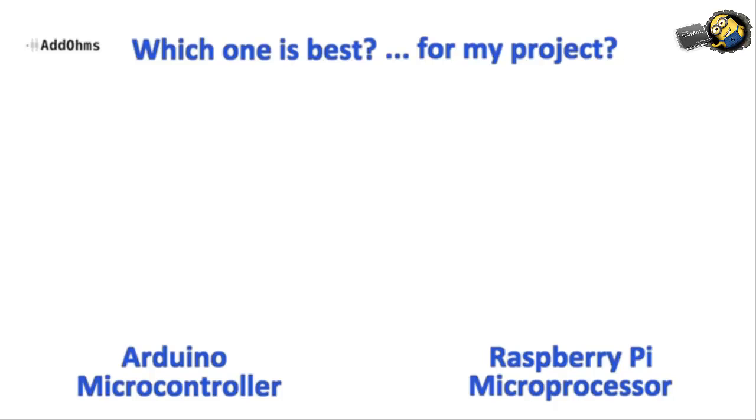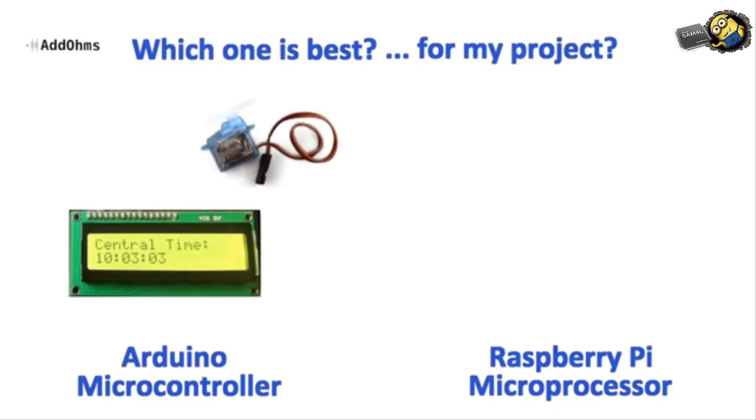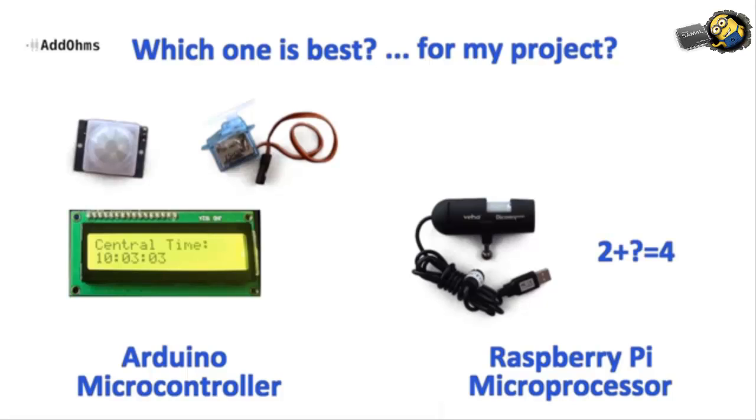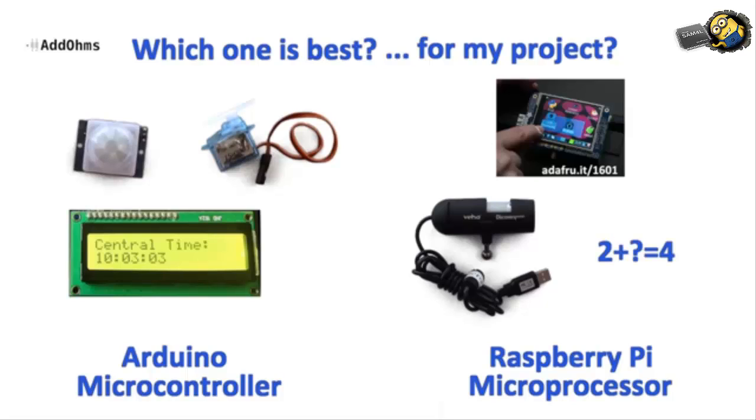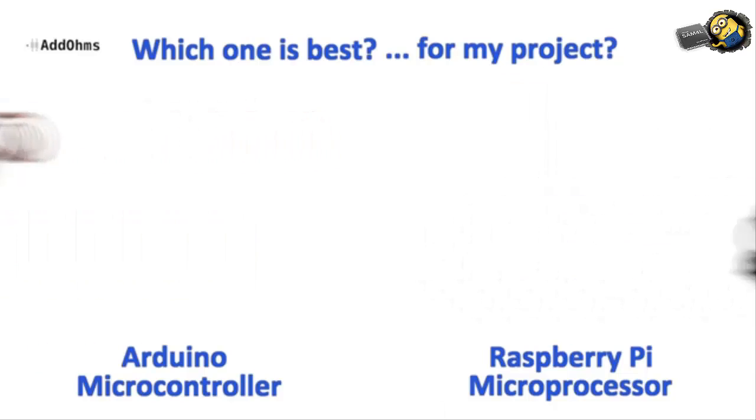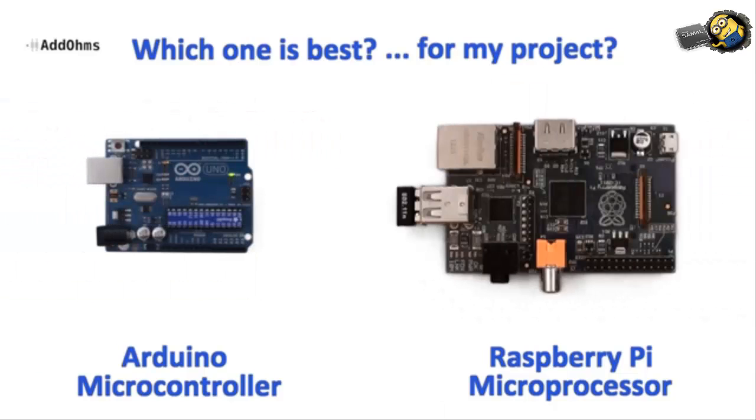Think about projects with things that get controlled, like motors, character LCDs, and sensors. These are going to work really well with a microcontroller like the Arduino. And then projects with things like video or cameras, complex math, and graphic interfaces are going to be better suited for the Raspberry Pi. Both boards have their place in the electronics world. Neither is perfect, and neither is going to be perfect for every single application. However, if your application is more about controlling things, the Arduino is probably a better choice, while if you need to process lots of data, the Pi is your best bet.